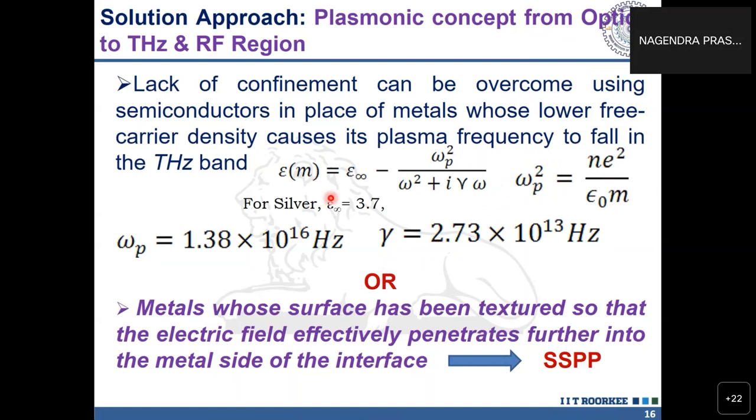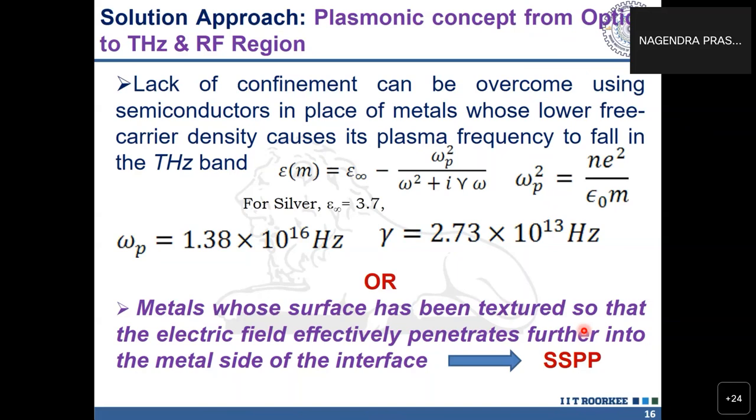What is the other possibility? The other possibility is metals whose surfaces have been textured so that the electric field effectively penetrates further into the metal side of the interface. So this is another approach. One approach is the semiconductor based approach, where you are playing with omega p, and the second approach is textured metallic surfaces, spoofed metallic surfaces, where the texturing is defined by geometrical parameters, and those geometrical parameters are under the control of designers, because omega p has been forced to be a function of the geometrical parameters, and once that is a function of geometrical parameters, it can be brought down to a desired frequency, right? So that is the concept of SSP.